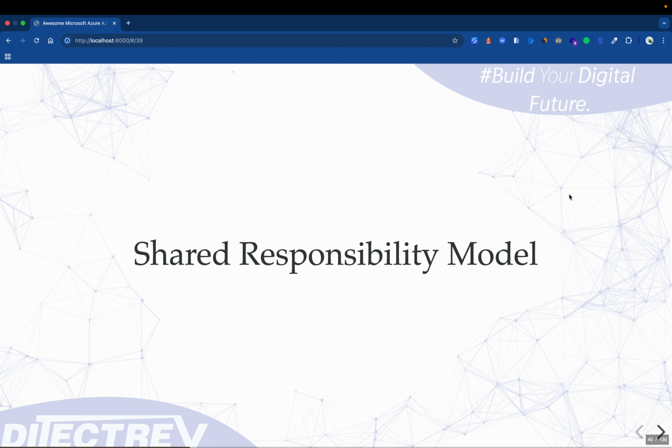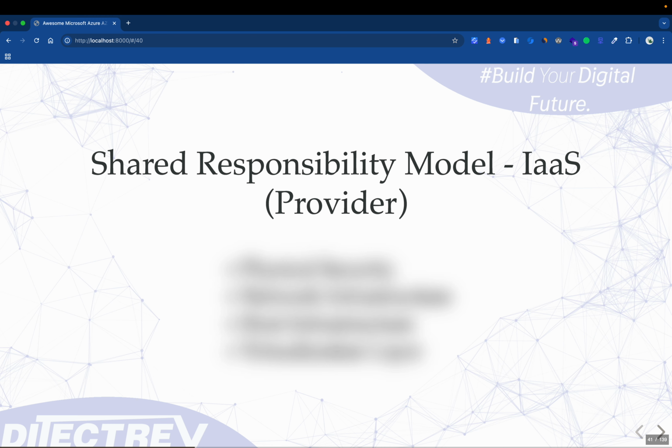So that's our last slides-only class, and also the last recording of this section: the shared responsibility model. That's a framework which defines which security tasks are handled by the cloud provider, in this case Microsoft Azure, and which by the customer, meaning by me or you using Microsoft Azure. It divides depending on the deployment model.